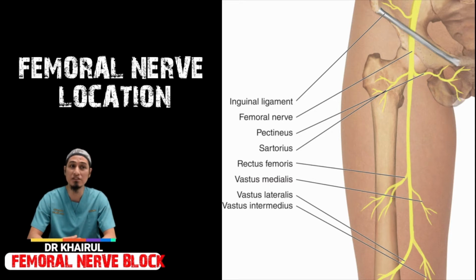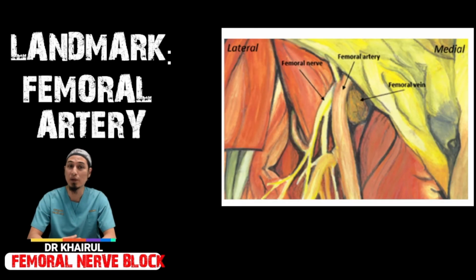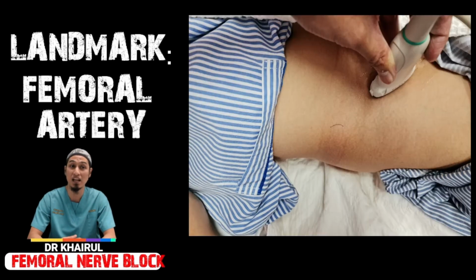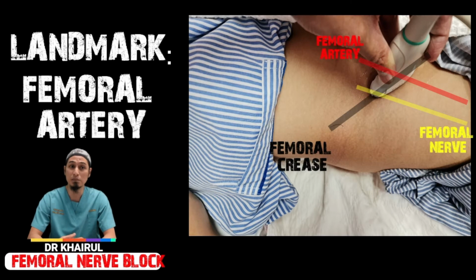The femoral nerve is at its most superficial point along its course approximately at a point just distal to the inguinal ligament, lateral to the femoral artery. Key landmark to aid identification of femoral nerve is the femoral artery. Now, place your high-frequency linear transducer on the femoral crease.